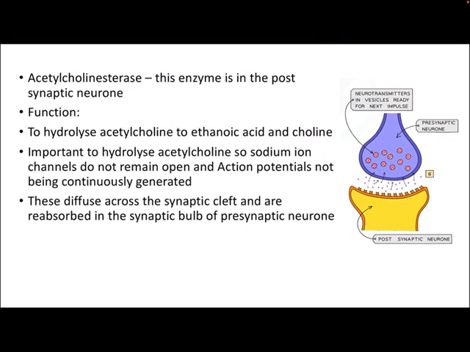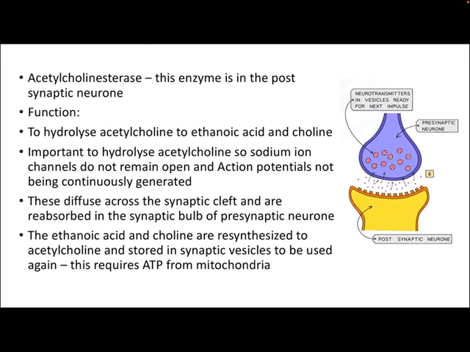The ethanoic acid and the choline then diffuse back across the synaptic cleft and are reabsorbed into the synaptic bulb of the presynaptic neuron, where they then are resynthesized to acetylcholine and stored in the synaptic vesicles to be used again. And this is where the mitochondria play their role, where they release the ATP that's required for the synthesis of the acetylcholine.